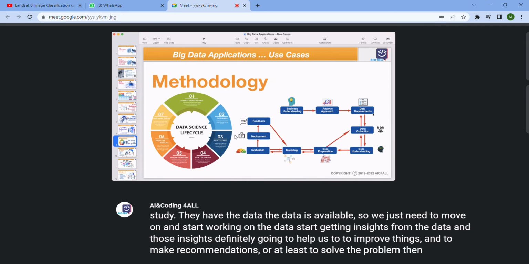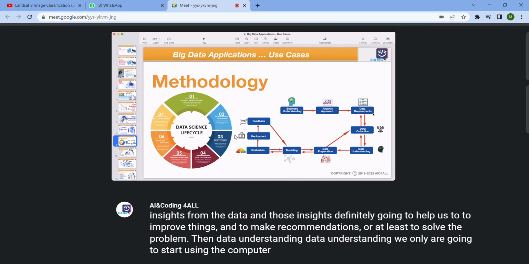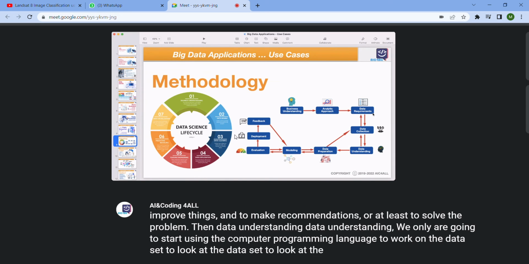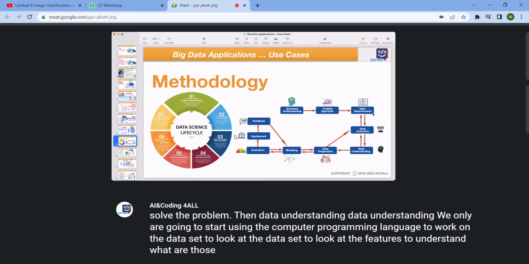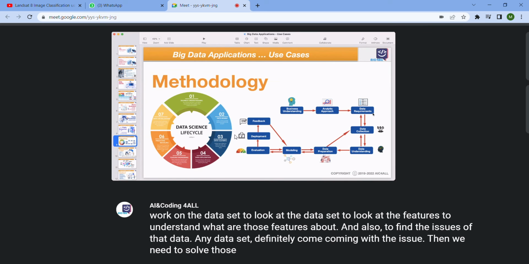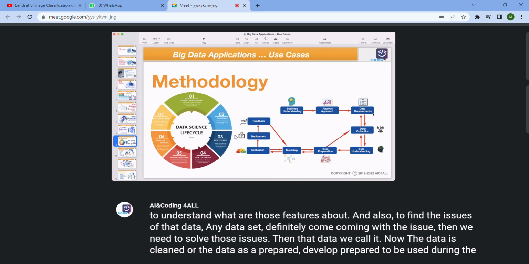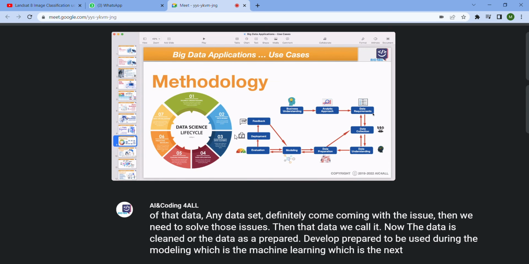Then data understanding. In data understanding, we start using a computer programming language to work on the data set, to look at the data set and the features, to understand what those features are about, and also to find the issues in that data. Any data set definitely comes with issues, and we need to solve them. Then we call the data cleaned, or well prepared, to be used during the modeling, which is the machine learning, the next step.